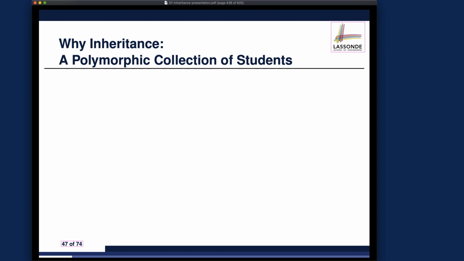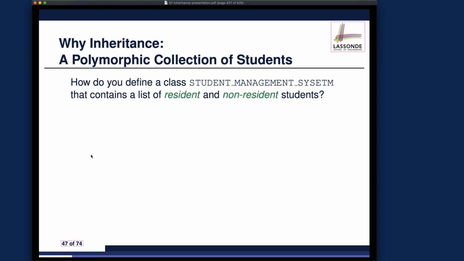So the consequence of allowing polymorphic parameters for your commands or queries is that you're going to result in a polymorphic collection of objects. Let's see how this can be exemplified. So let's say we now want to answer the original question we have for our student management system problem. So we say, how can we define a class that contains a list of resident and non-resident students at runtime? So the answer is you want to have polymorphic parameters so that you can allow polymorphic argument values.